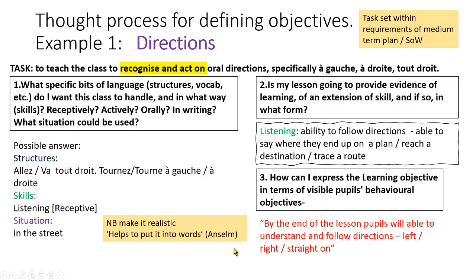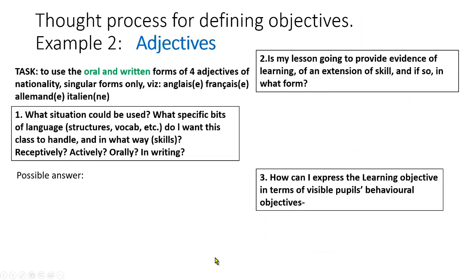Okay, and this was particularly good advice from Anselm: try and make it realistic, whatever it is, and it really helps to put it into words. To write it down does help. Here's another example, this time with adjectives. Here's a second example, the thought process for defining an objective to do with adjectives.